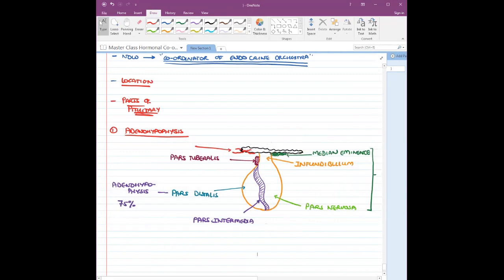Once again, guys, we have said that the adenohypophysis is going to include three parts: pars tuberalis, pars distalis, and pars intermedia. And all of this is going to account for around 75% of your total pituitary gland. So first thing, guys, we always need to know that this is going to account for 75%. This is going to be the largest part of your pituitary. But now, guys, I told you that this is dual in origin. One is ectodermal, one is endodermal.